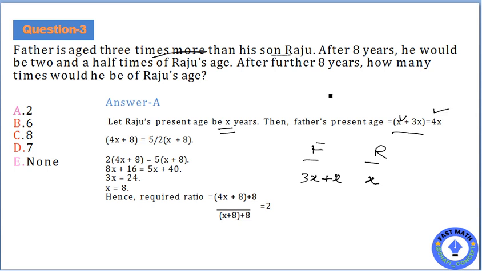As per the problem, after 8 years, the 4x becomes 4x plus 8, and the son's age is also x plus 8. In this, the relation has been given that it is 2.5 times Raju's age. Raju's age means his son's age. 2.5 times is nothing but 2.5.